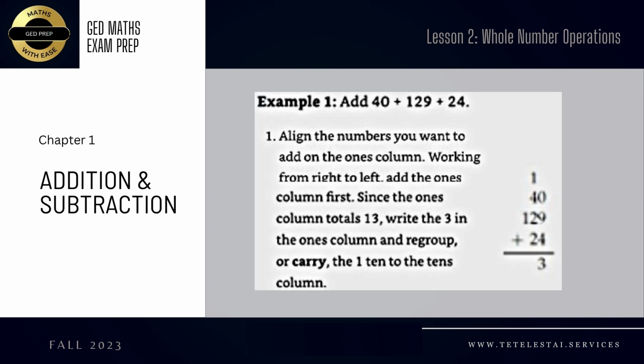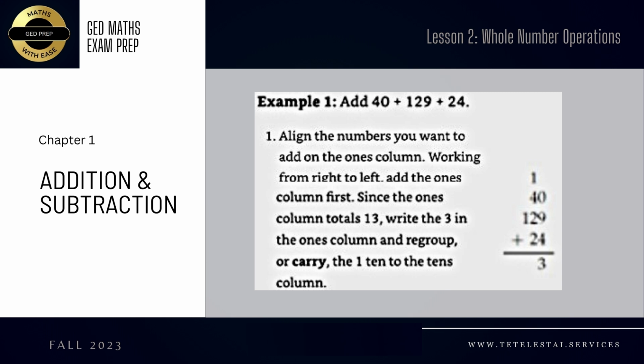So in this example, you're asked to add 40 plus 129 plus 24. And so you want to stack your numbers in columns like I was explaining earlier. Since you're adding, it doesn't matter what order. You can put the smallest one first if you like.